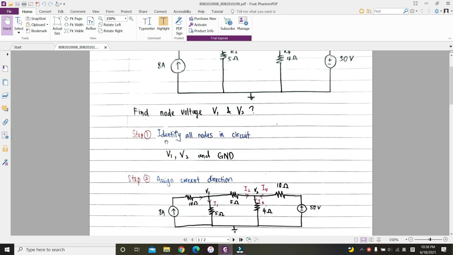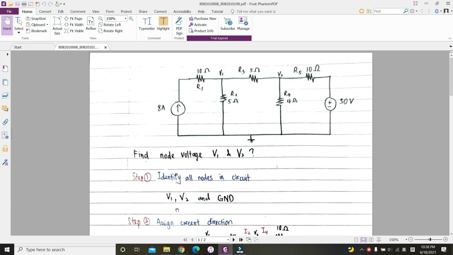So the first step, we need to identify all nodes in the circuit. We already know the nodes are V1, V2, and a ground.